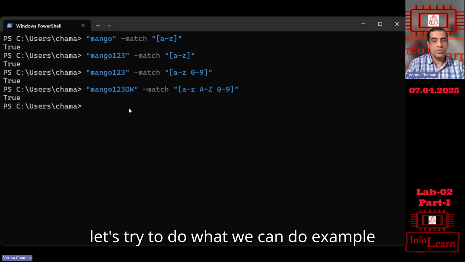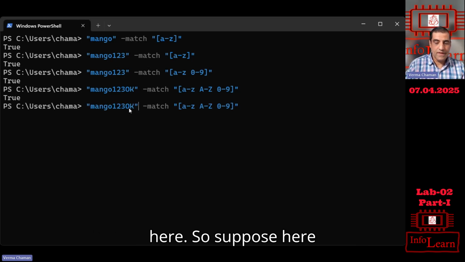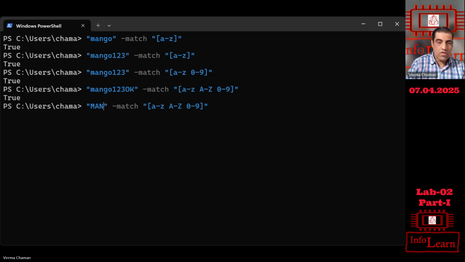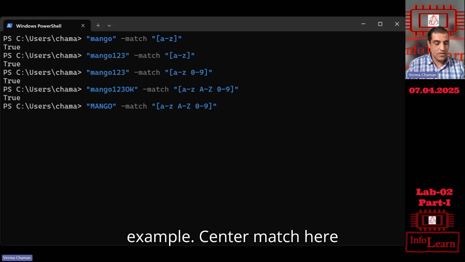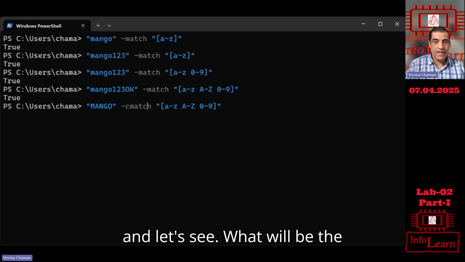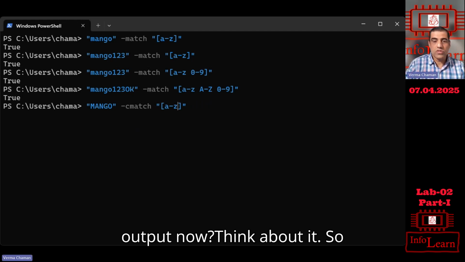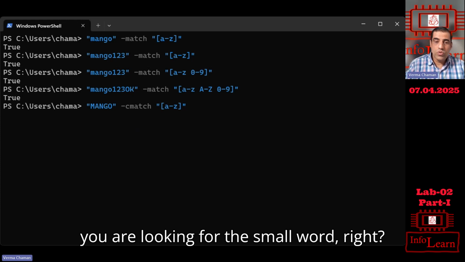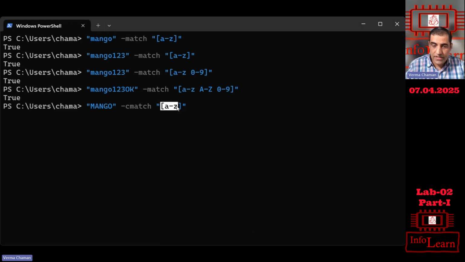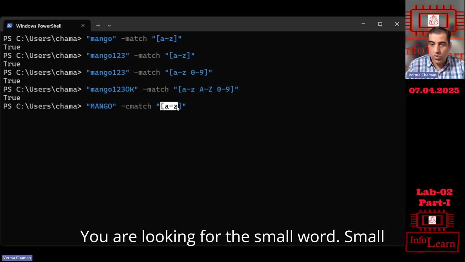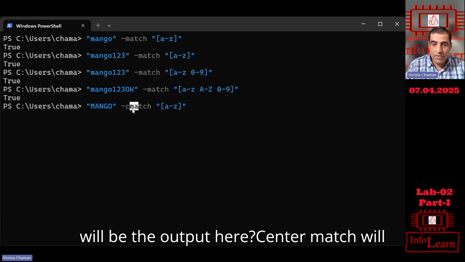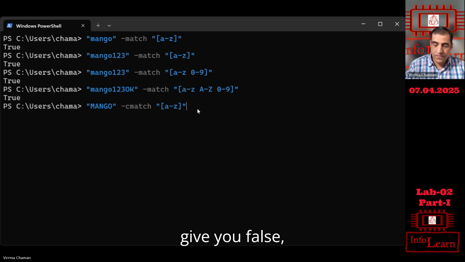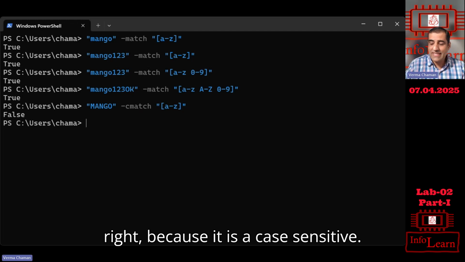Now let's try another example. Suppose you give the capital word mango here and you want to make it a match for the small word. Let's see what the output will be. Think about it. You are looking for small characters in the input, but this input has a capital letter, right? So what will be the output here? The match will give you false, because it is case sensitive.